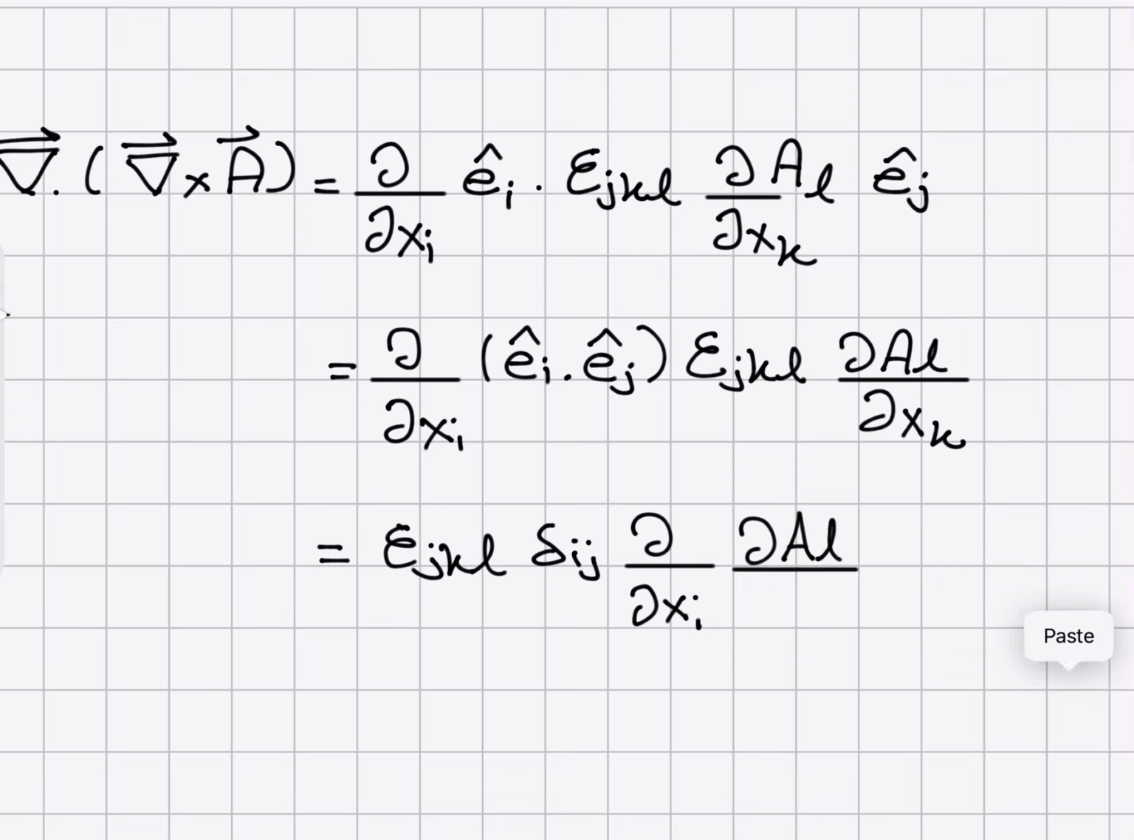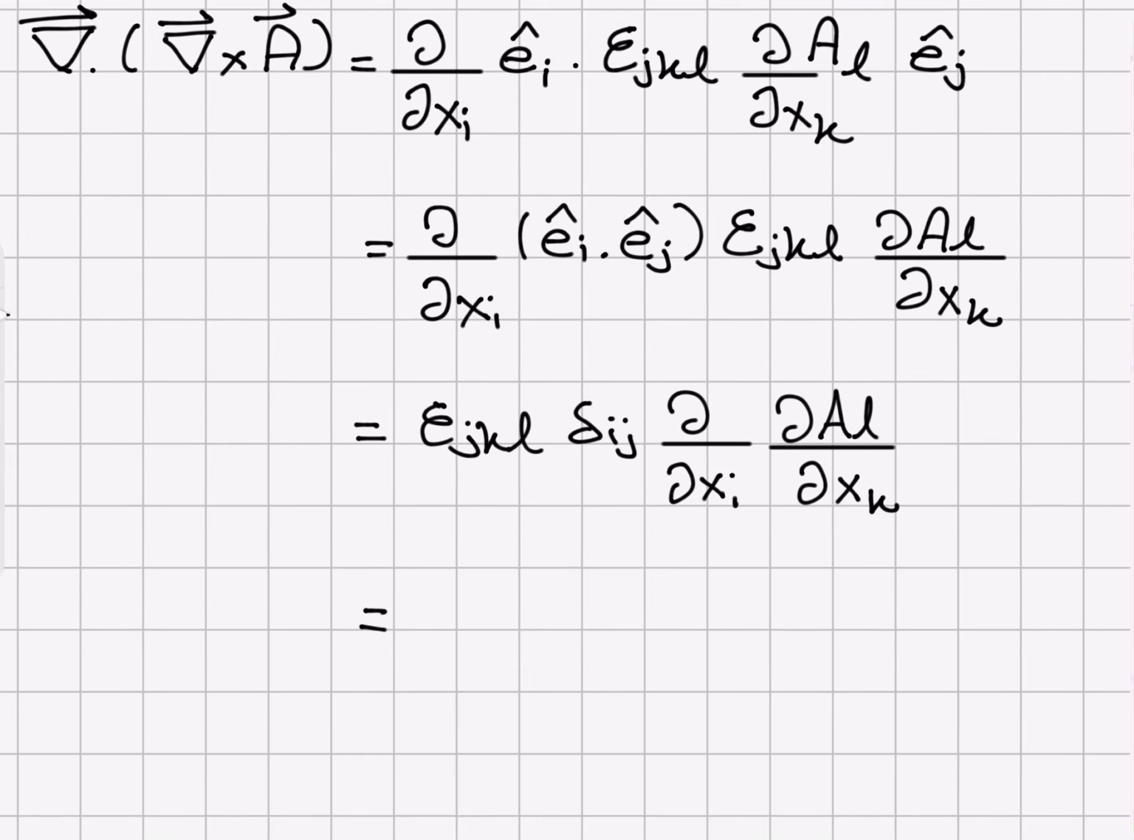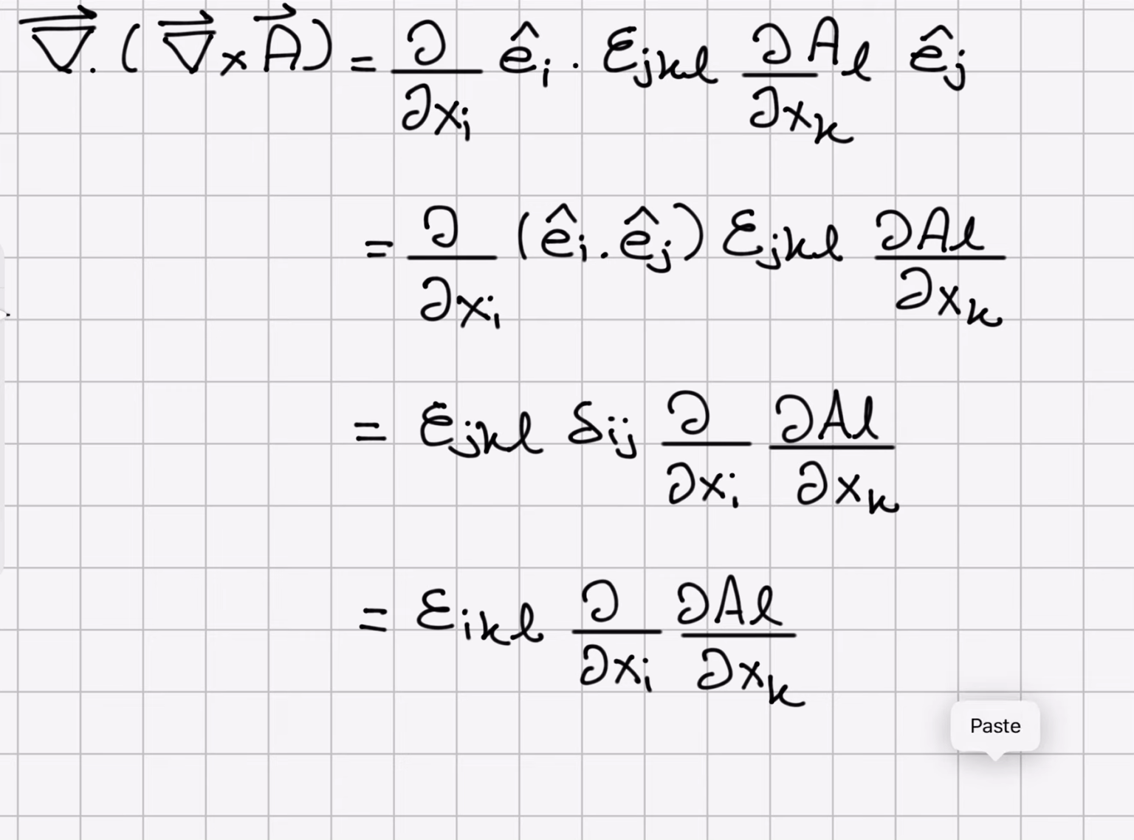del xk. Now we're going to set i equal to j, so epsilon jkl will become epsilon ikl, and we have del xi del al del xk, and if we go in this order, epsilon ikl is epsilon kli.